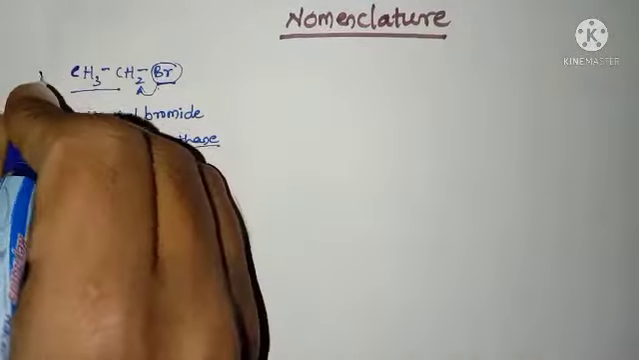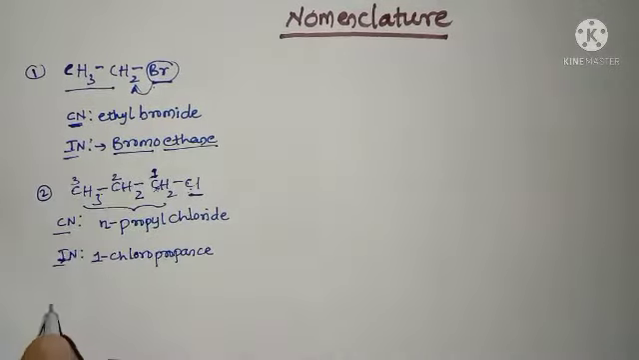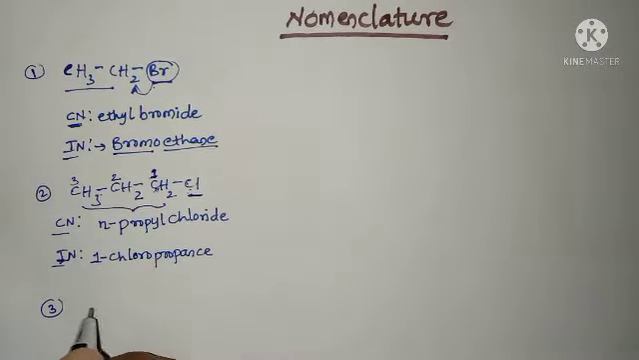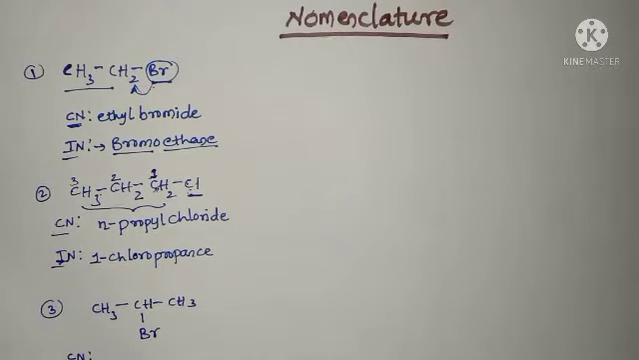I will take one more example. Here CH3CHCH3 and Br. So the common name of this organic compound: first we have to name the alkyl group and then followed by the halogen atom. Here it becomes propyl bromide.